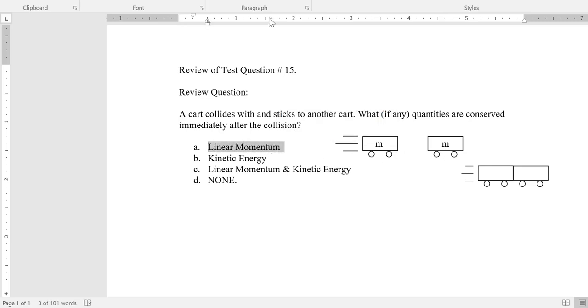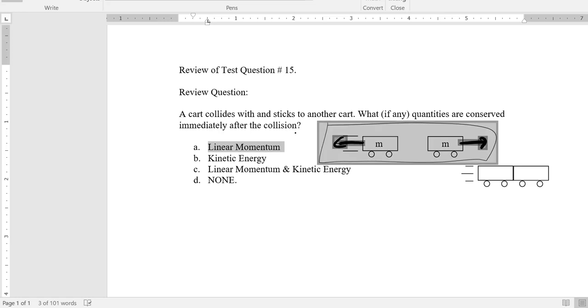If I look at this, when cart A hits cart B, there's a force, and there's an equal and opposite force on cart A. If I look at the two-cart system, the total momentum of that system is conserved, because the net force on that system is 0. Kinetic energy is lost, by the way. This is an inelastic collision, and it turns out in this collision, I believe you would lose exactly half of your kinetic energy. So B cannot be correct, therefore C cannot be correct, and since A is correct, D cannot be correct. So that would be like a physics 1 or beginning physics question.